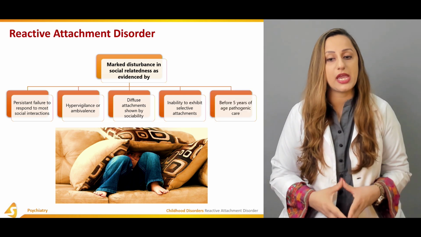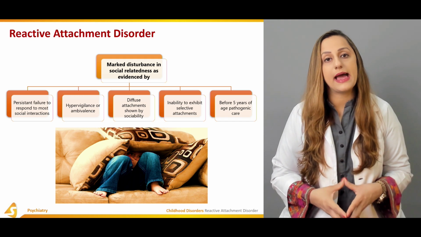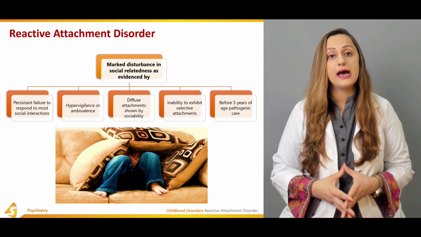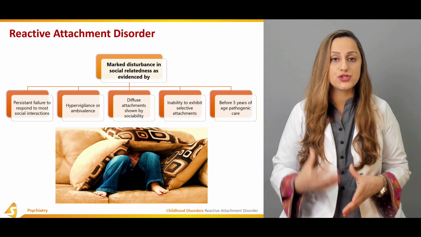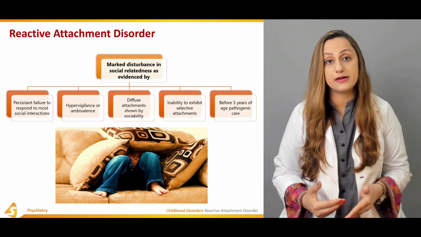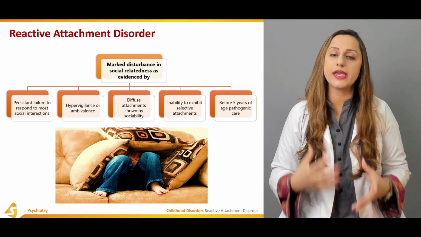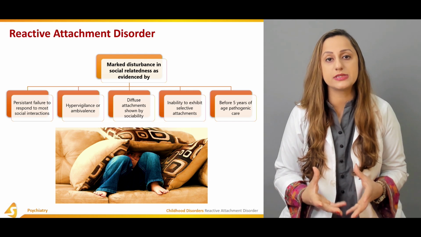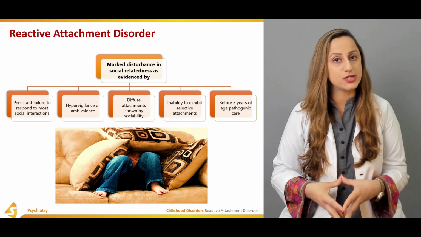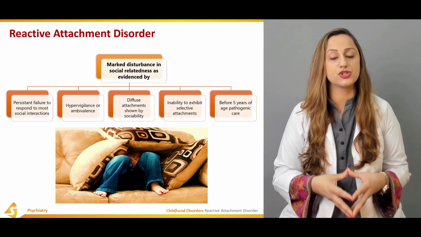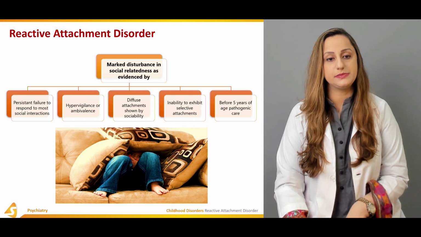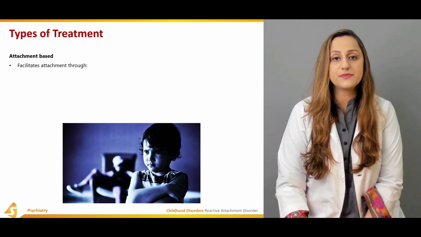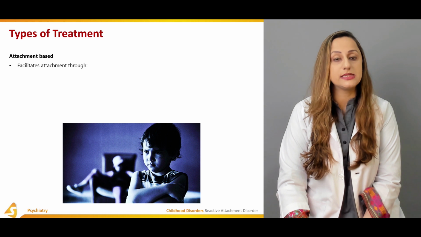Before 5 years of age, pathogenic care is available, and one should know how to deal with these reactive attachment disorders before the age of 5. As the age group increases and they enter adolescence or adult life, it is very difficult to change the way in which a person behaves. The mood disorders cannot be changed quite frequently in these individuals. So one should know how to deal with these RADs, or reactive attachment disorders, at the earliest possible time. As for the types of treatments available for such children, attachment-based behaviors or attachment-based treatment modalities are sometimes available.